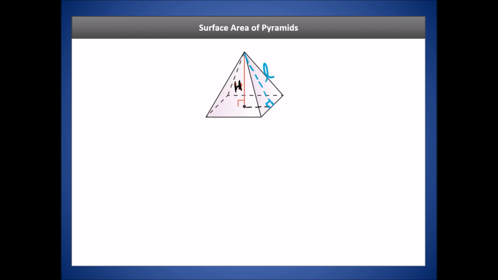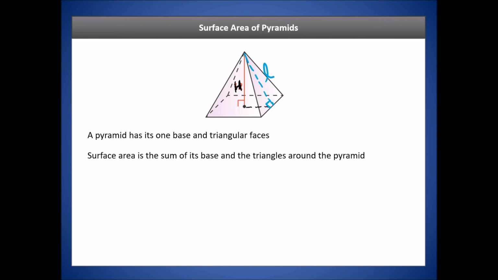Okay, so let's go ahead and find the surface area of a pyramid. Pyramids are a little bit more complex because you have a slant height of the pyramid. This L is a slant height, and usually they give you the height of the pyramid, capital H. If I wanted the surface area of this pyramid, I know that it has one base and n triangular faces. The surface area is the sum of the base and the triangles. But remember that the area of a triangle is 1/2 base times the height.